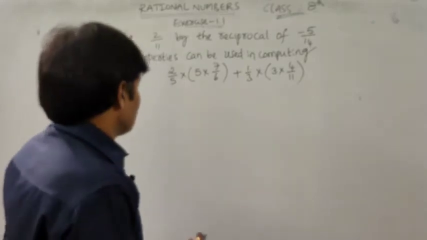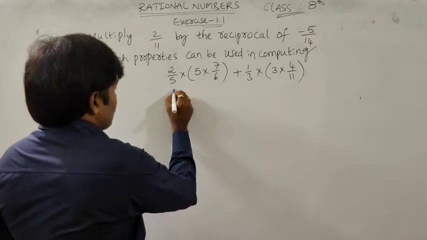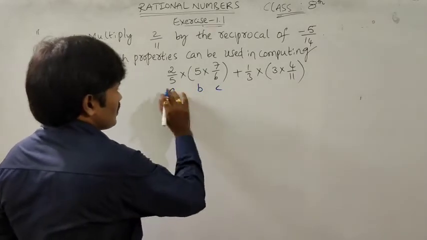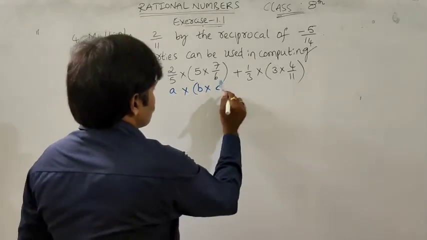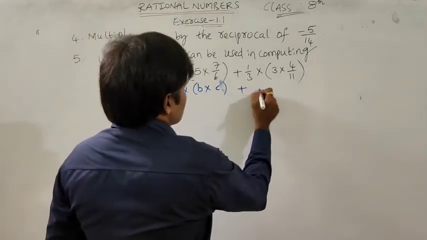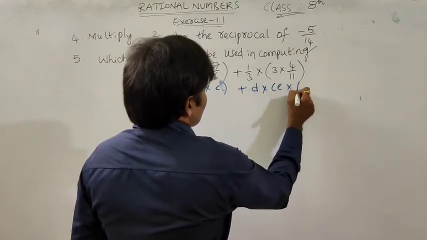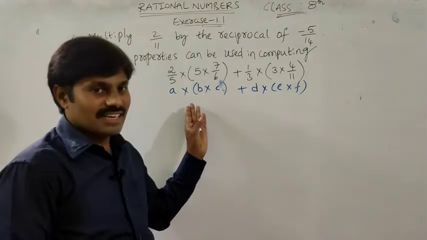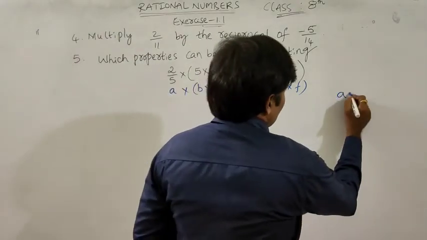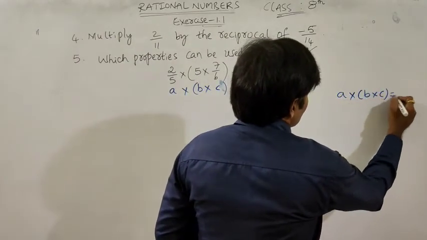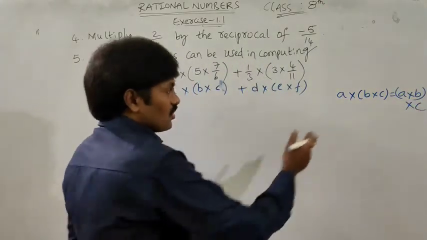Okay, so for that, first if you observe here, it is like a, b, c. For example, these are 3 different numbers, so here a into b into c plus something, d into e into f, like that only. That means it is like associative property. What is that associative property under multiplication? a into b into c is equal to a into b into c. Okay, so in that model only.